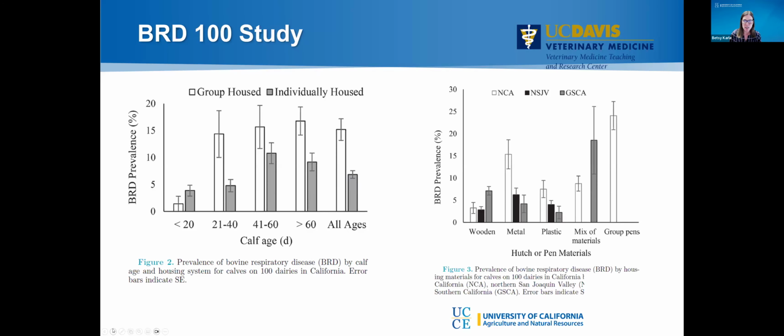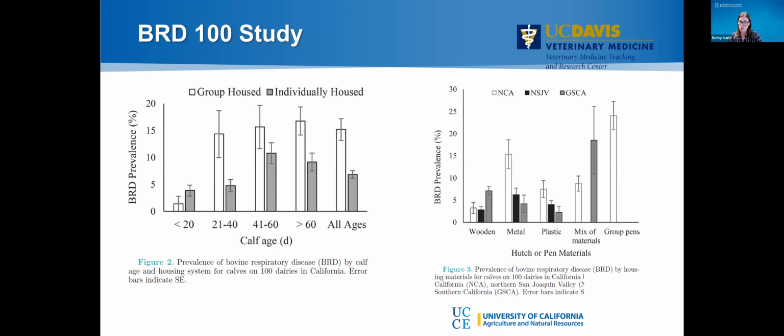Some of the things that we noticed, this will show just some of the regional differences, but just to give an example of some of the information we got from that particular study, in this left-hand graph, we did see differences in BRD prevalence as it related to calf age, and then also if the animals were group housed or individually housed. So probably not surprising to everyone, but it was helpful to capture the information on these 100 dairies and see where those differences really showed up.